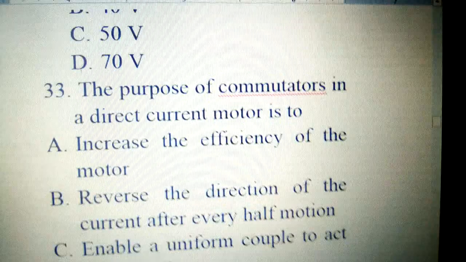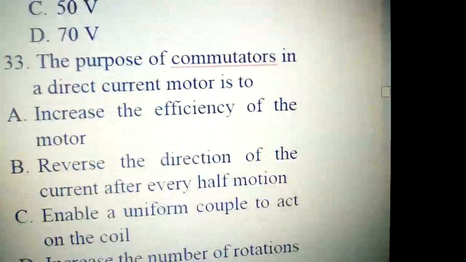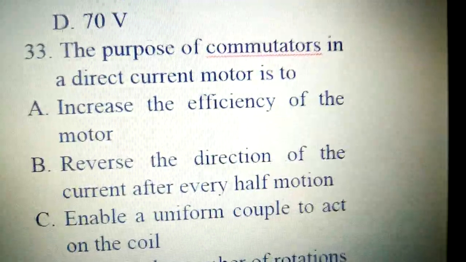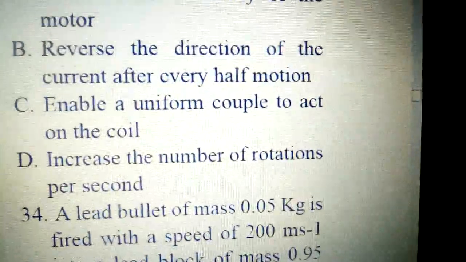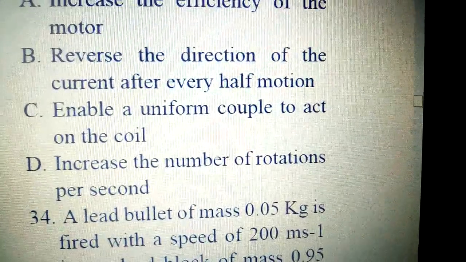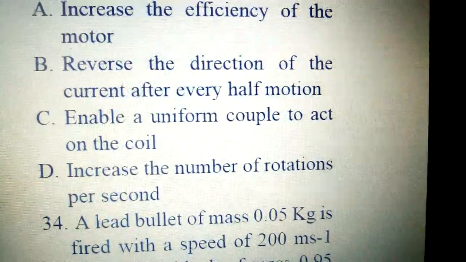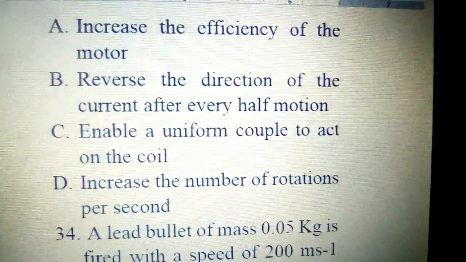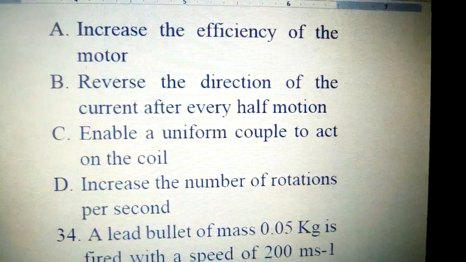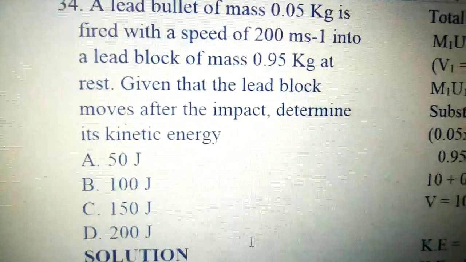Number 33. The purpose of a commutator in a direct current motor is to: A, increase the efficiency of the motor, B, reverse the direction of the current after every half rotation, C, enable a uniform couple to act on the coil, D, increase the number of rotations per second. The answer is B. The commutator reverses the direction of the current after every half rotation.